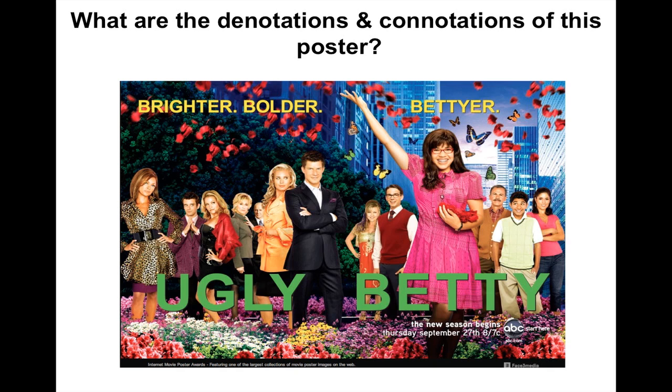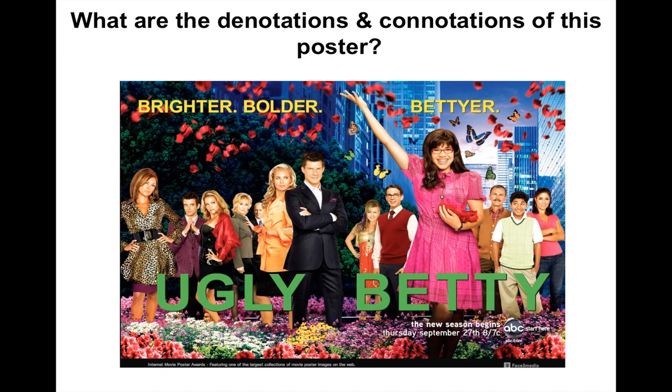So what we can do is look at denotation and connotation in terms of content that we see on the screen. If we take this poster as an example, I'm going to talk to you about one part of this, and you're going to go over it yourself. The denotation of this is that it's a poster for the new series of Ugly Betty. It's got the main characters in, and it's advertising the new series.